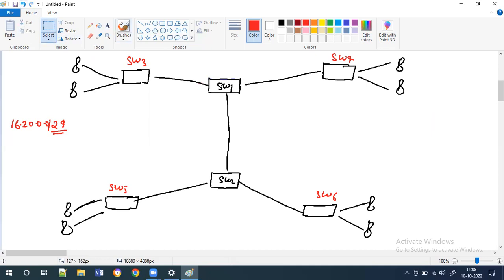Let's suppose these are the PCs: A, B, and this is C, D, and this is E, F. Now, A came early in the morning to the office, and he will get the PC here with the switch. And this guy wants to have a communication with guy C. So A wants to have a communication with C.